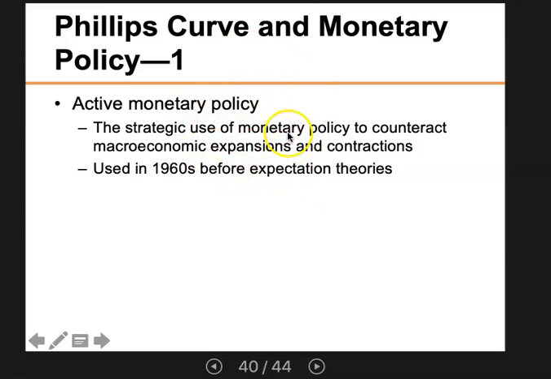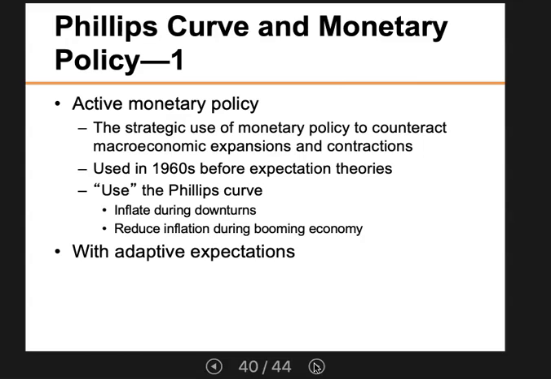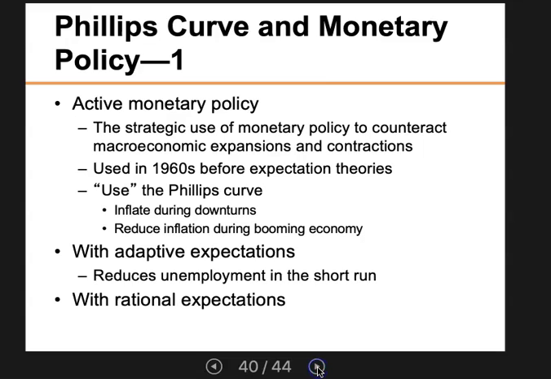We used this in the 90s before expectations theory was discovered. So we use the Phillips curve, and raising inflation during downturns is a good thing to do. Reducing inflation during a booming economy is a good thing to do. That is what we call active monetary policy. Okay, but now adaptive expectations come in. With adaptive expectations, policy reduces the unemployment rate in the short run only, right? But eventually expectations are going to adjust and there is nothing left in the long run.